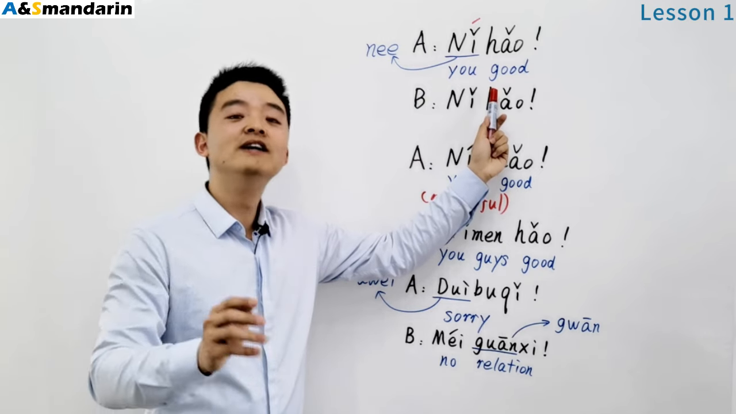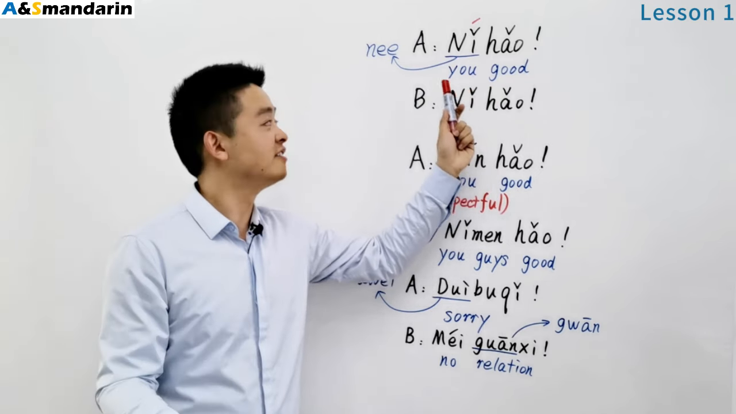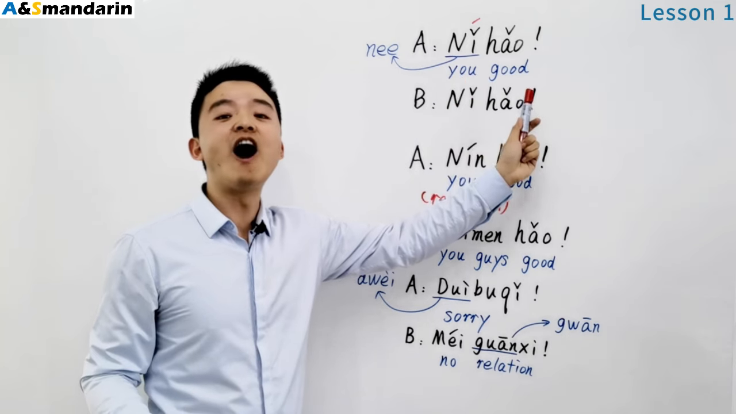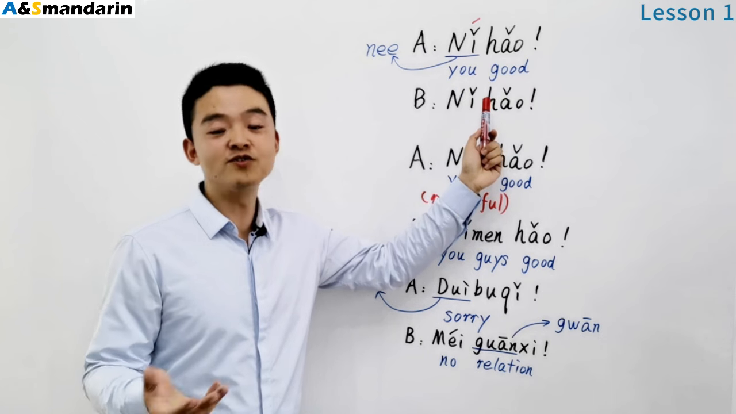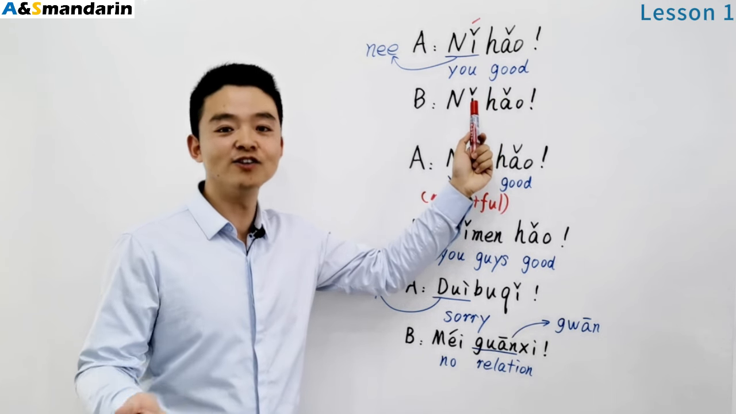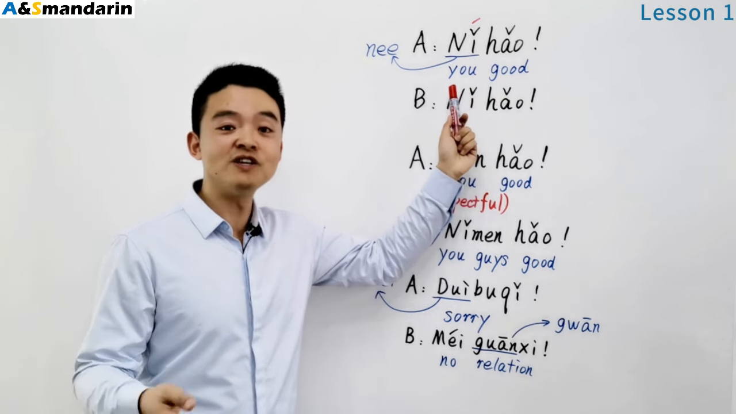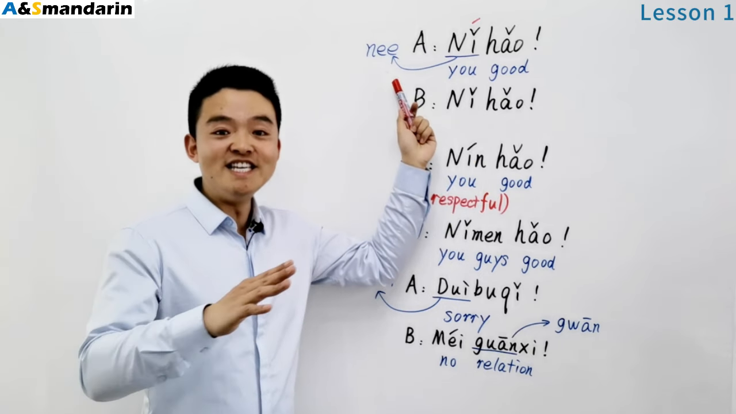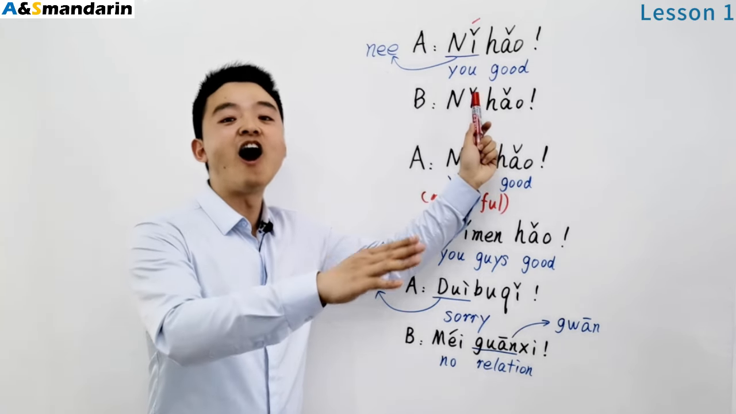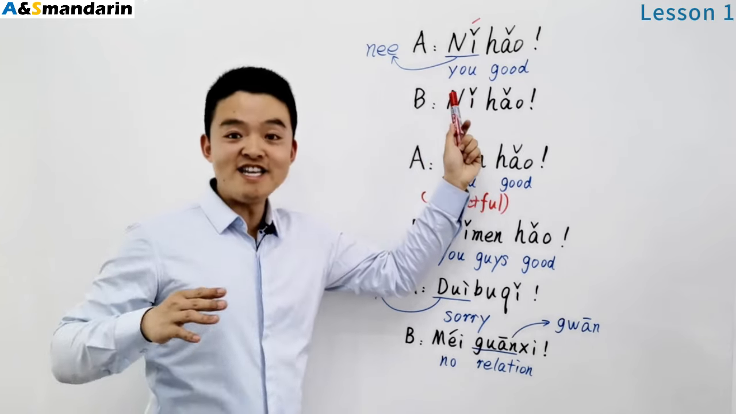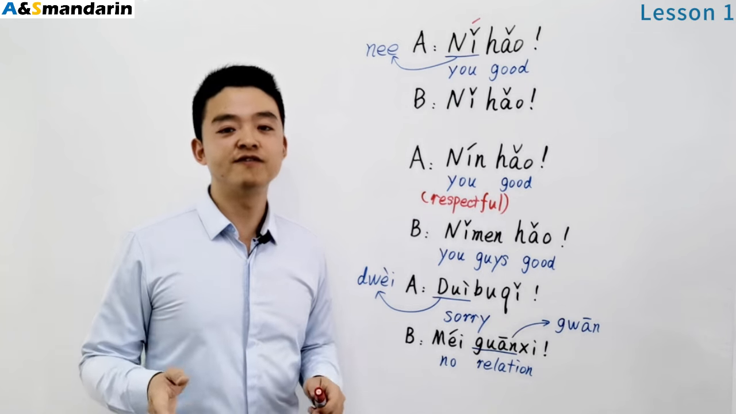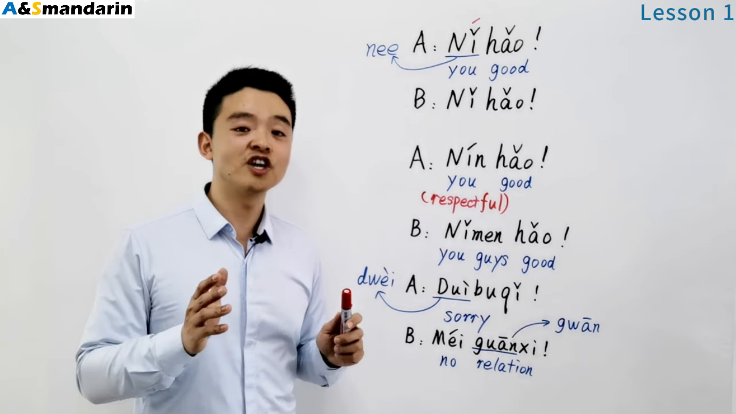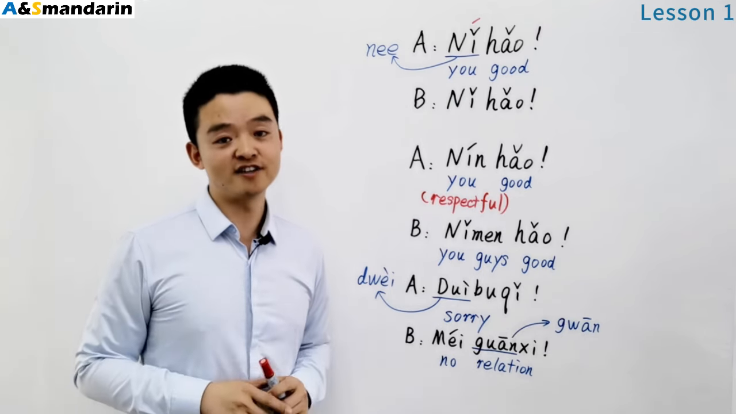好, 好 all together. 你好, 你 is you. 好 is good. Literally, you good. That is hello in Chinese. Read after me again. 你 好, 你好. Pay attention to the difference between the pronunciation of Chinese letters and English letters.